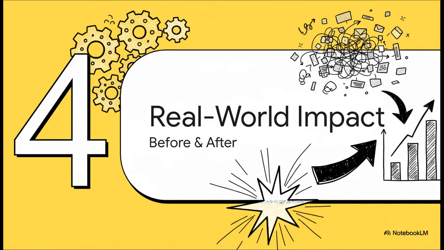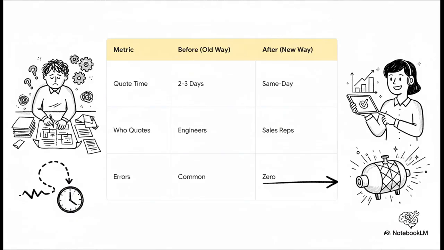All right, that's the theory. But what does this actually look like in the real world? How does it truly change a business? Well, let me tell you. The impact is dramatic. So let's take a manufacturing firm that makes custom pressure vessels. Before, it was taking their engineers 2 to 3 days just to generate a quote. After they implemented this method, their sales reps could generate a perfect quote on the same day with 0 calculation errors. This freed up the engineers to go work on actual engineering problems.